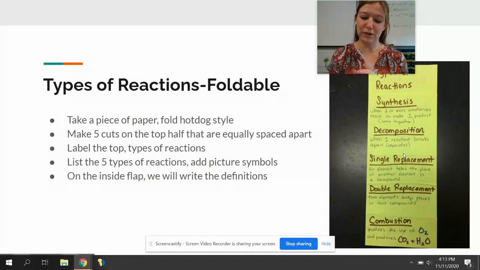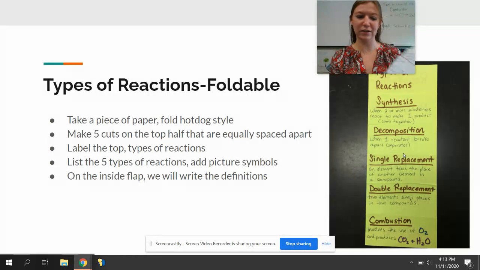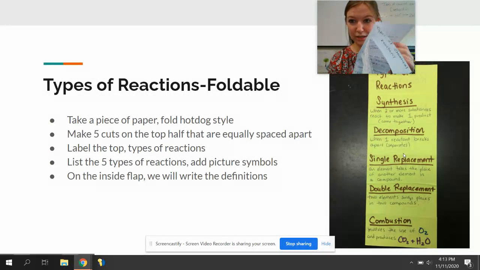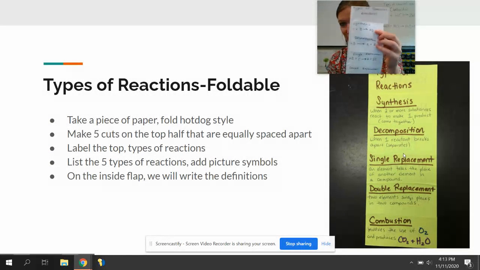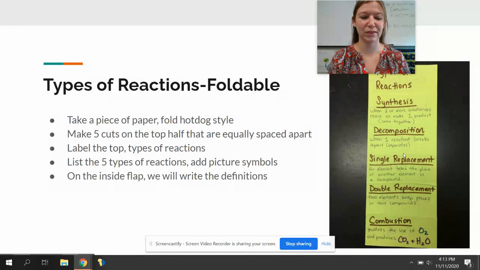On the inside part, we just put the actual definitions here. So we put definitions here. And then on the outside, we just had this kind of A plus B makes AB, and so on and so forth. So I'm going to go through all of these things today.